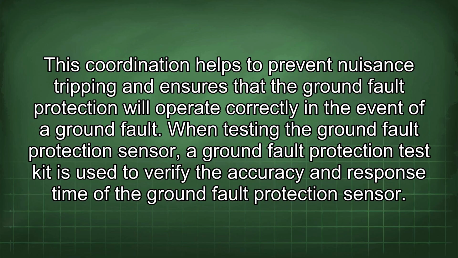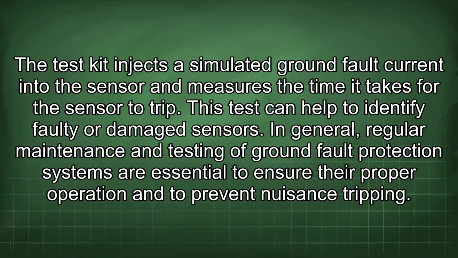When testing the ground fault protection sensor, a ground fault protection test kit is used to verify the accuracy and response time of the sensor. The test kit injects a simulated ground fault current into the sensor and measures the time it takes for the sensor to trip. This test can help to identify faulty or damaged sensors.